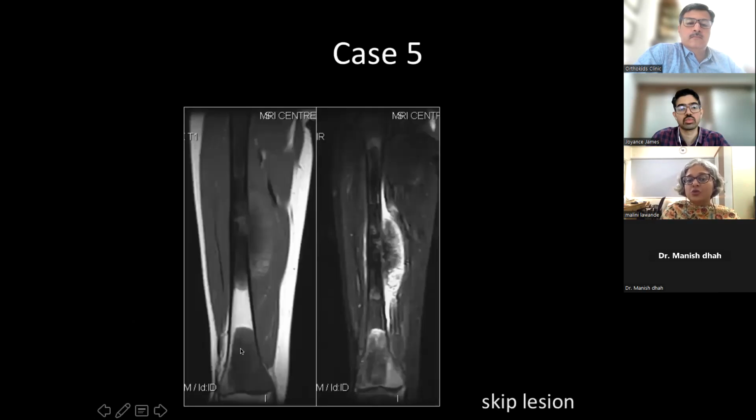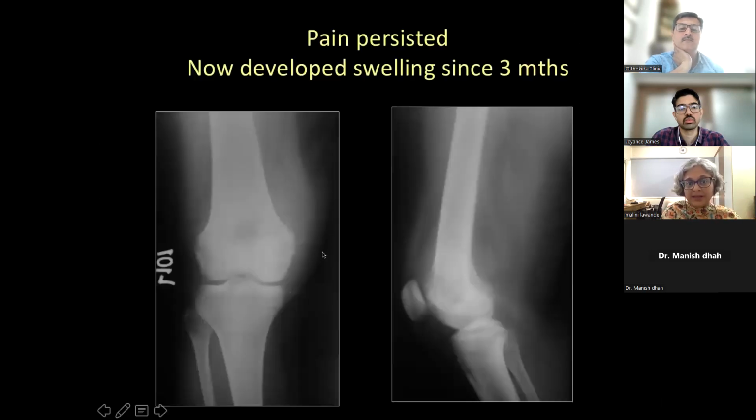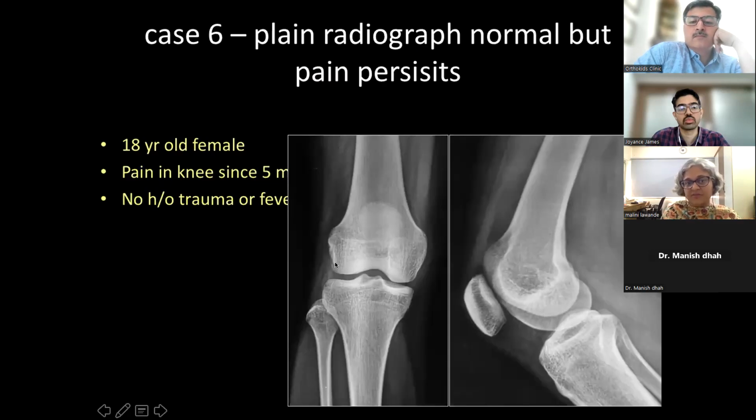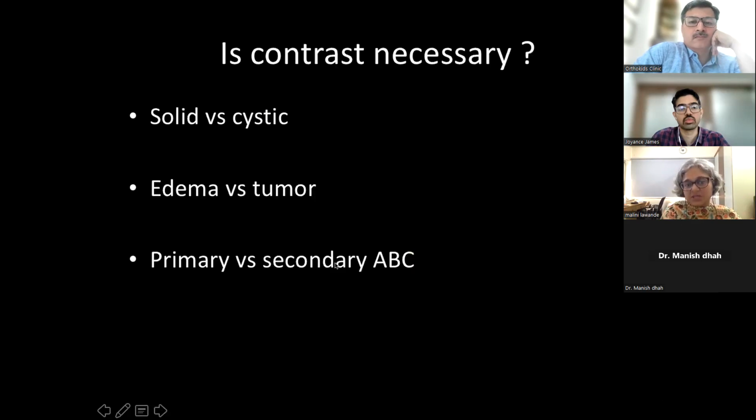And MR can show you skip lesions also, which on radiograph may not be picked up till 50% of the bone is destroyed. So you have a lesion, and you also have a lesion with normal marrow in between. And the last one where X-ray looks normal, pain still persisted, a repeat X-ray barely shows soft tissue and some change here. This was the initial X-ray 5 months before, and MR confirms that this is an aggressive tumor.